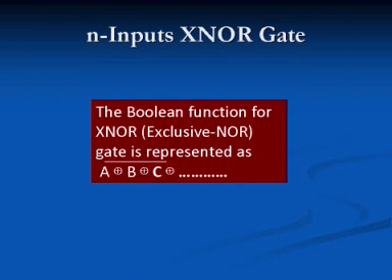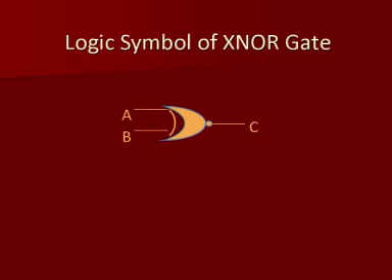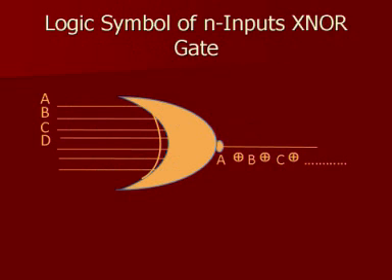For n inputs XNOR gate, the Boolean function can be represented as A XOR B XOR C and so on whole bar. If the output A XOR B of an XOR gate is connected to the input of a NOT gate, the output is A XOR B whole bar. The bubble at the output in the logic symbol of the XNOR gate denotes the inversion.